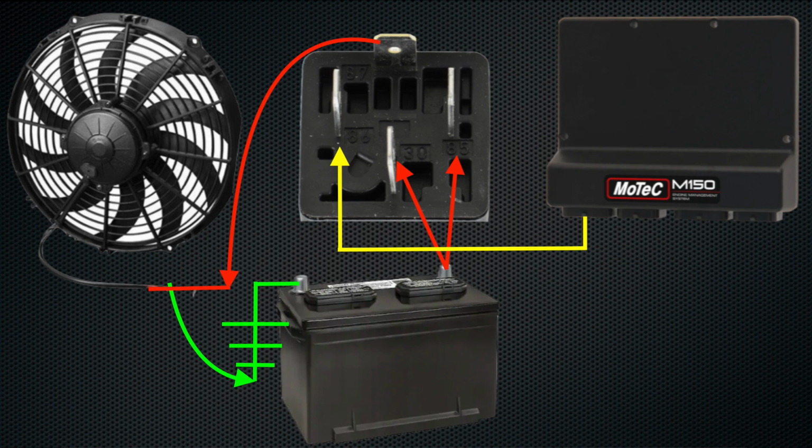So looking here at our schematic, we have one leg of the fan going to our chassis ground, so we're just grounding the fan. The other leg of the fan, the other wire from the fan, is going to be a 12 volt. That's what we use to turn on that fan.